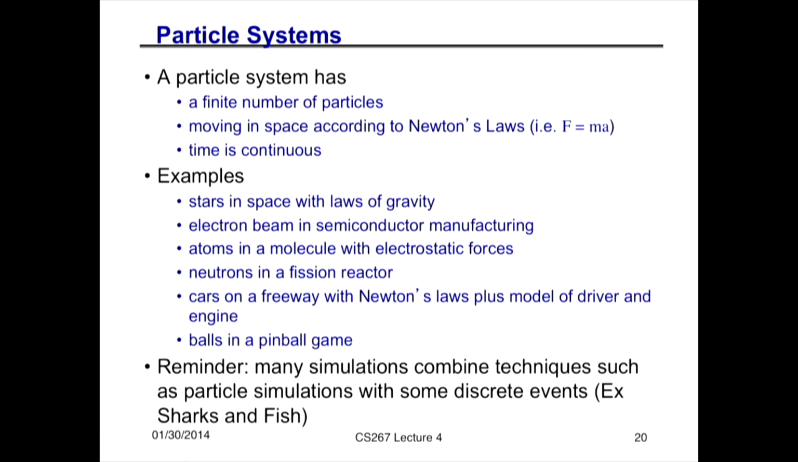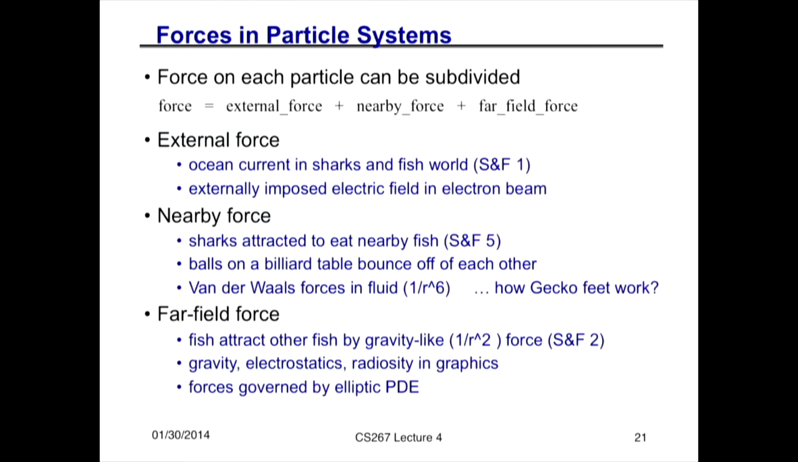OK, so the idea is that if I can compute the force in a particle, all the particles are independent. I can figure out how to move them. So the interesting part is, how do I parallelize the force calculation? And it turns out there's 3 different kinds of forces, and they're parallelized in 3 different standard ways. So the force in each particle is a sum of 3 different kinds. There's the external force, the nearby force, and the far field force.